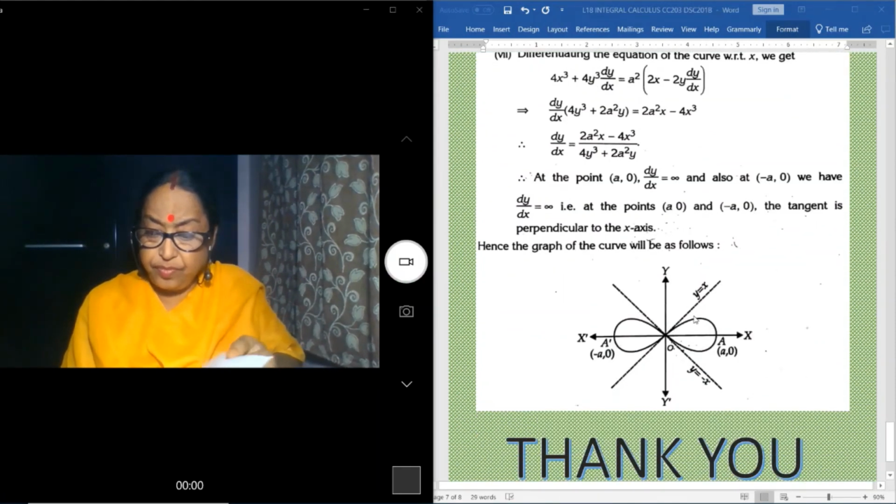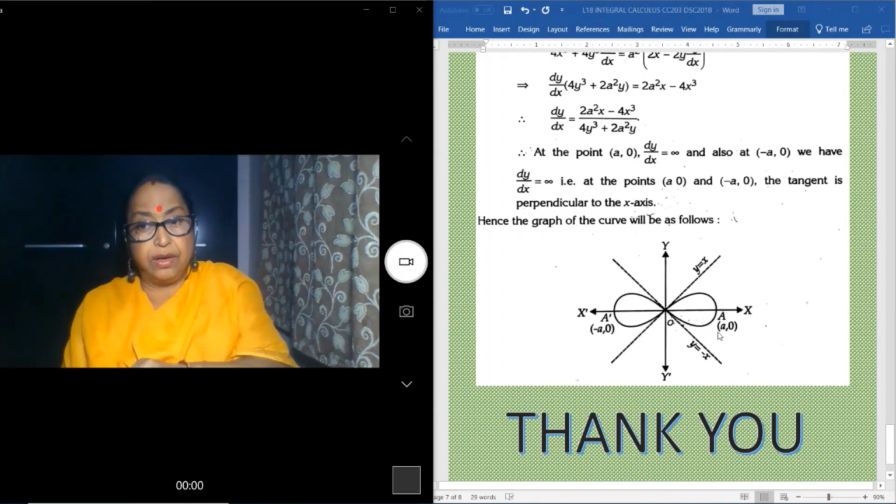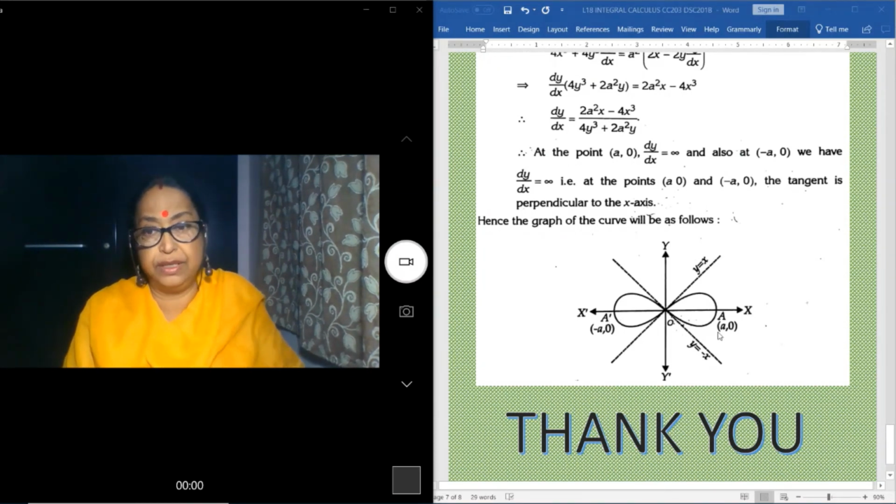So we can draw the curve using these identities.